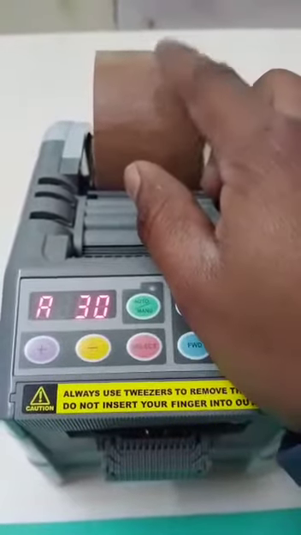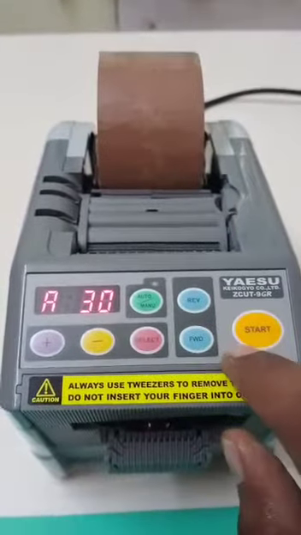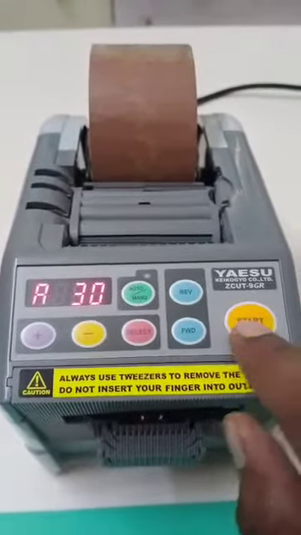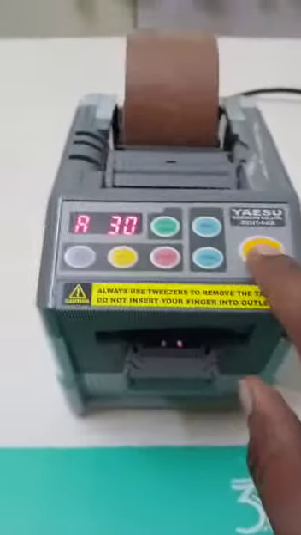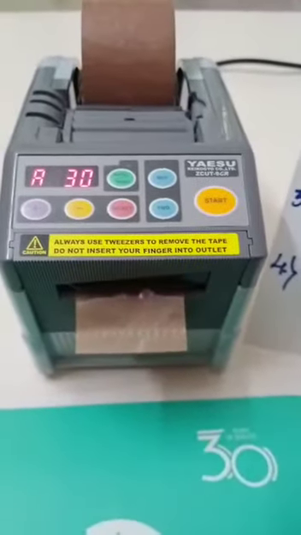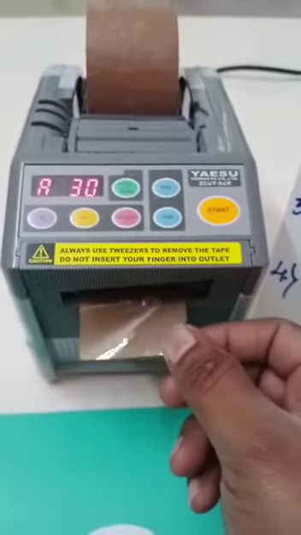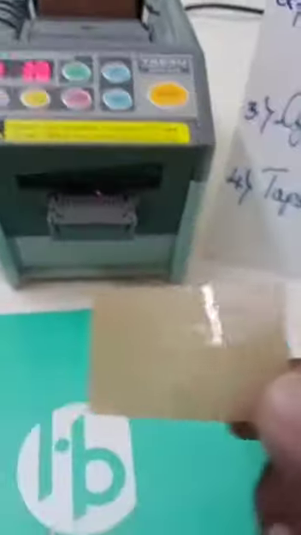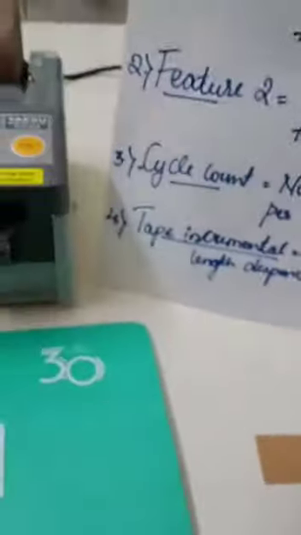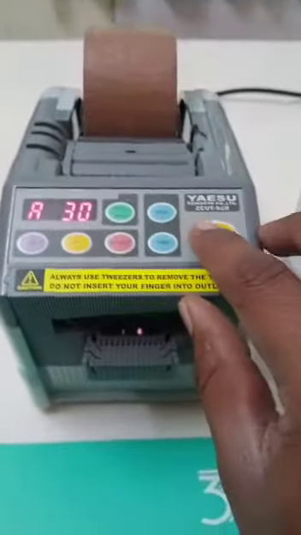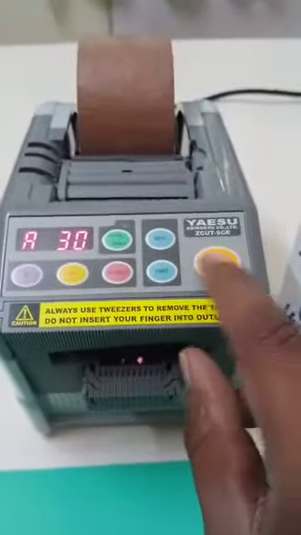So packing tape is already there in the machine. So how to use it? We'll initially press the start button. So in manual mode, you'll always have to press the start button to use the cutting of tape.